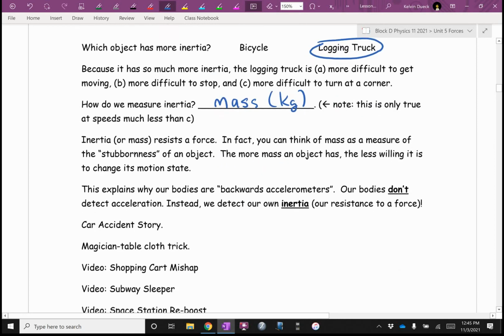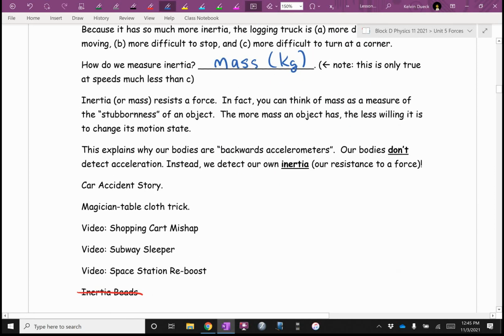This is what explains why our bodies are backwards accelerometers. I told you two units ago that our bodies can feel acceleration, but it's always backwards. The reason is actually your body doesn't detect acceleration. It detects your inertia, your resistance to the force, which will always be in the opposite direction of the force.